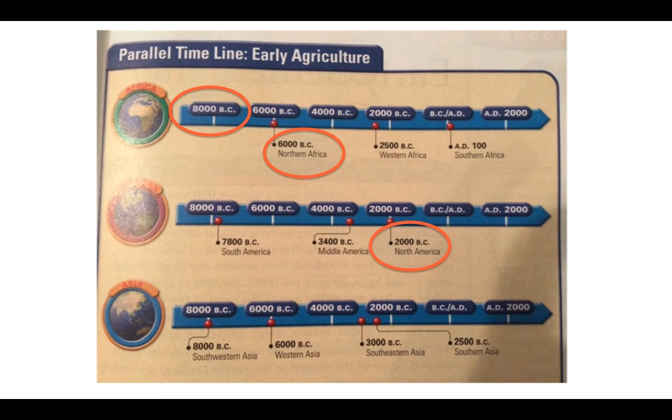The most important thing about reading a parallel timeline is annotating. So the circling that I just did is so important because there's so much going on in this timeline. There are so many words that I need my brain to zoom in on the most important stuff for me.